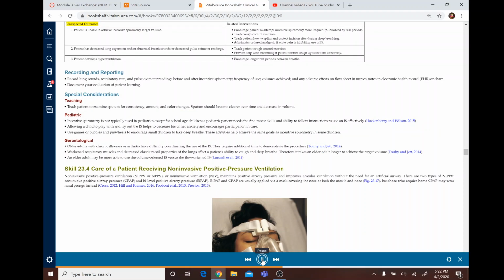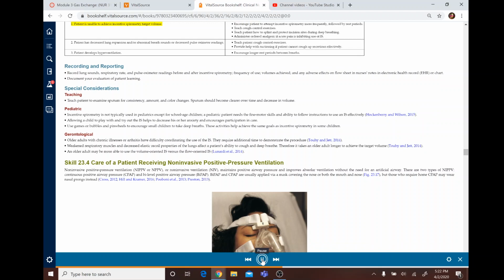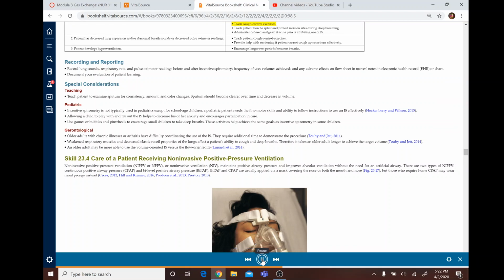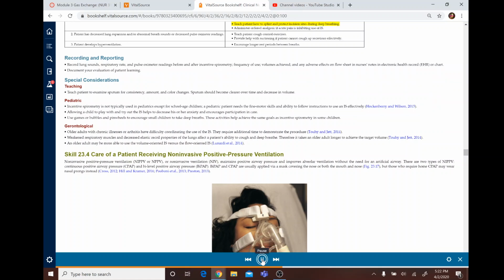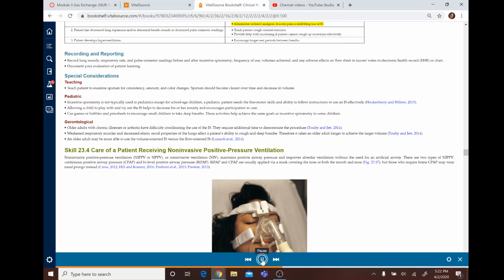Unexpected outcomes. Related interventions. 1. Patient is unable to achieve incentive spirometry target volume. Encourage patient to attempt incentive spirometry more frequently, followed by rest periods. Teach cough control exercises. Teach patient how to splint and protect incision sites during deep breathing. Administer ordered analgesic if acute pain is inhibiting use of IS.